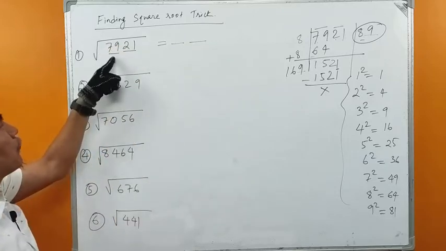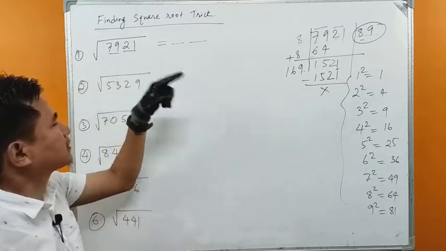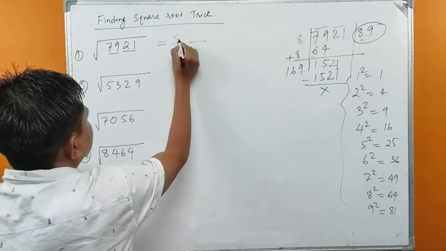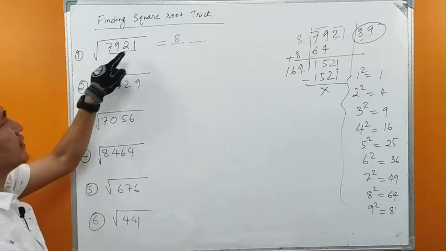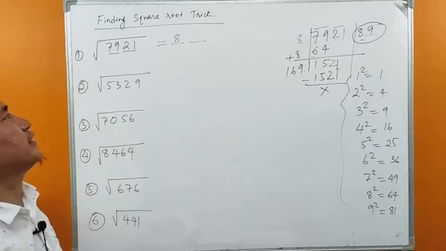Okay, so the perfect square close to 79 is 8. We have already seen this. 8 8s are 64, 9 9s are 81. That means we must choose 8. 8 8s are 64, isn't it? Close to 79, smaller than 79.